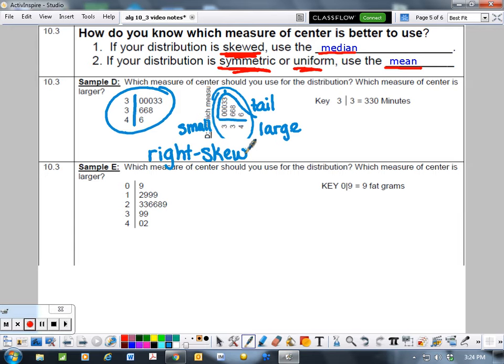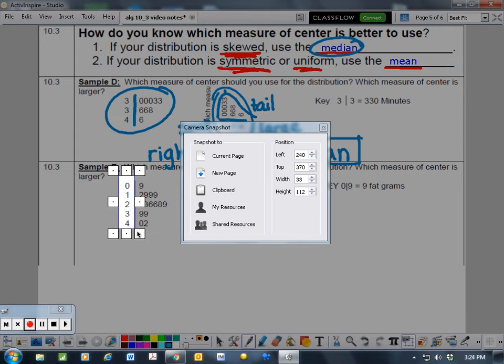And since it's skewed, we're going to use the median as our measure of center. So now we don't have to calculate all three measures. Median is the most appropriate measure. So now we're going to do the same thing for our next stem plot. So I'm going to take a picture again.